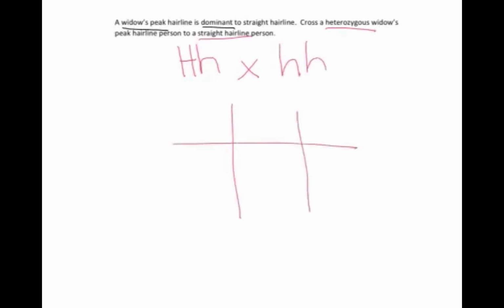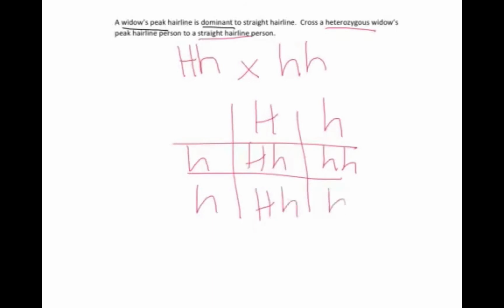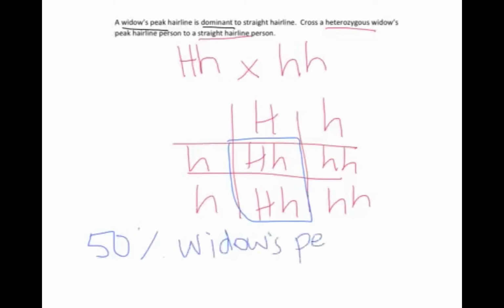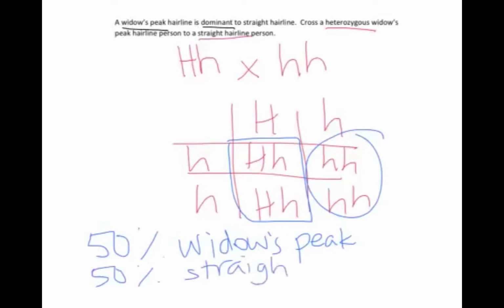So if we draw up our Punnett square again, big H, little H, and little H, little H, we do our cross: little h, little h, big h, little h, and little h, little h. Okay, so here we can see we have 50% of our offspring will have a widow's peak, and 50% will have straight hairline. Okay, let's move on to the next one.